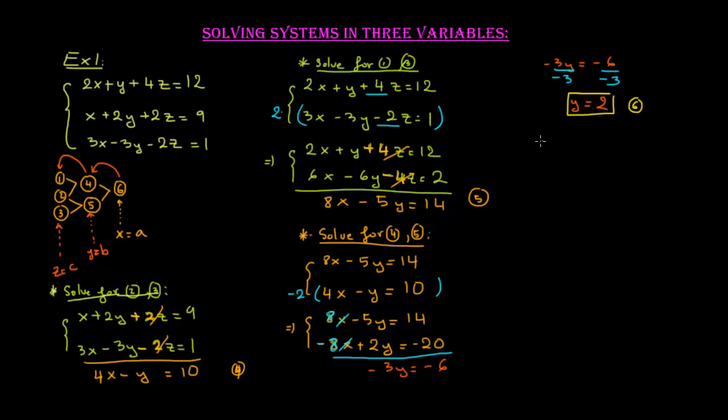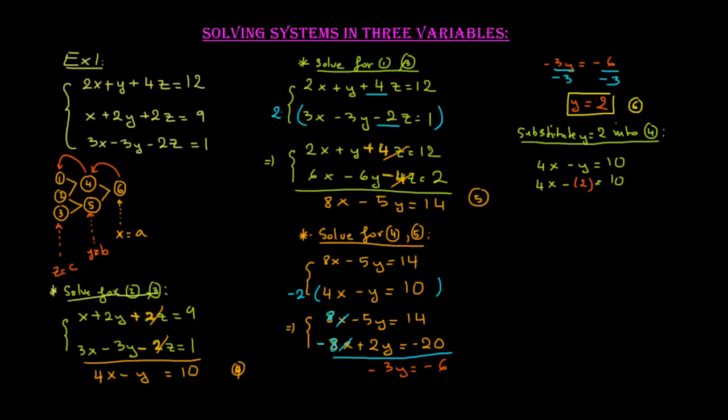Now let's substitute y equal to 2 into equation 4. In equation 4 we have 4x minus y equal to 10, and my y is 2, so we're going to plug in 2 for y: 4x minus 2 equal to 10.